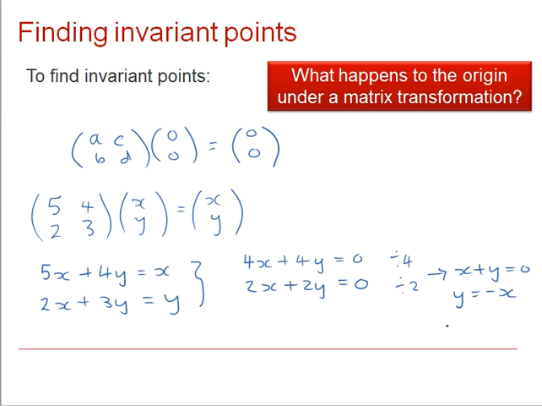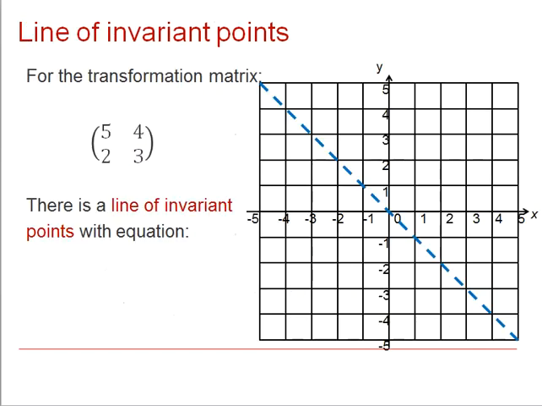Therefore, in effect, there's an infinite number of solutions to the question, well, what are the invariant points under the matrix 5, 2, 4, 3? And we have a line of invariant points, or all the points on the line y equals minus x will be invariant. Therefore, we can say for the transformation matrix 5, 2, 4, 3, there is a line of invariant points with the equation y equals minus x.